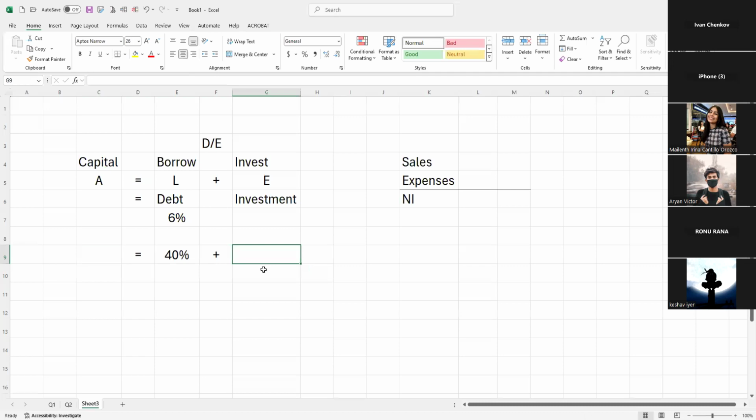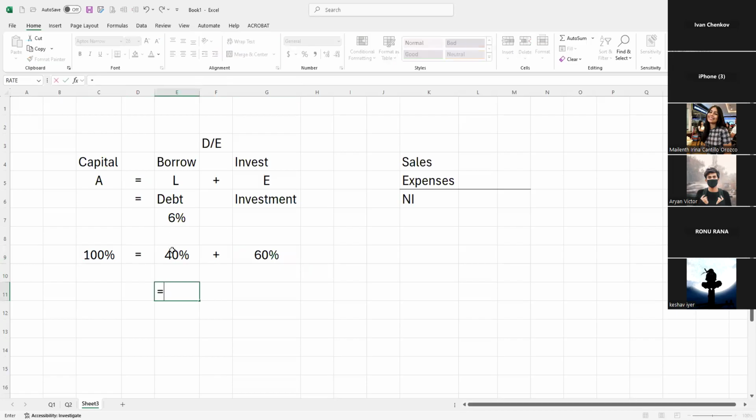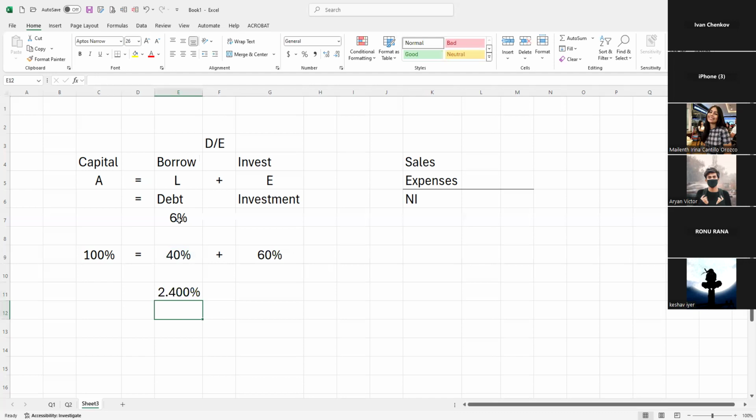If your debt is 40%, how much is your equity? How much will be your equity if your debt is 40%? And you know the capital is 100%. You know that for sure. So how much is it? 60%. Obviously. There's no magic here. It's 60%. The question is, how much does that debt cost you? You can easily say that will be equal to 40% times 6%. That's my cost of the debt, as a part of the cost of the capital.